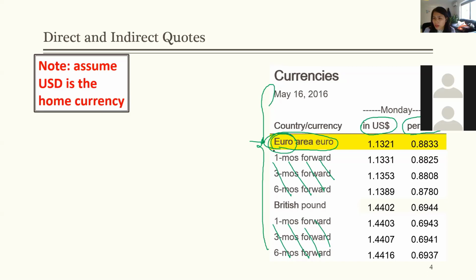So I'm looking at the value of the euro, and in the table, I've got the value of the euro against the USD. In the second column here, this is the value of the euro in the USD. So this column tells me how much a euro is worth in terms of the USD. So this is 1 euro equals how much USD.